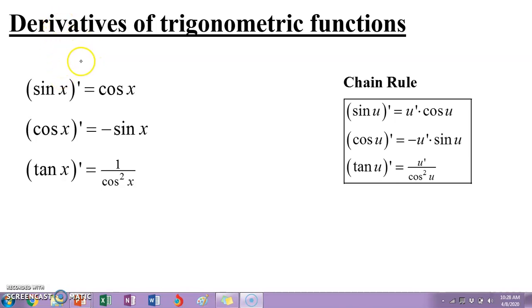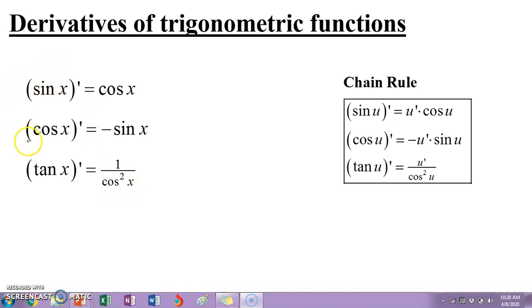In this lesson, we're going to be discussing the derivatives of trigonometric functions. Now we're going to start with derivative rules. So we have that the derivative of sine x is cosine x, and the derivative of cosine x is negative sine x. However, the derivative of tan is 1 over cosine squared of x.